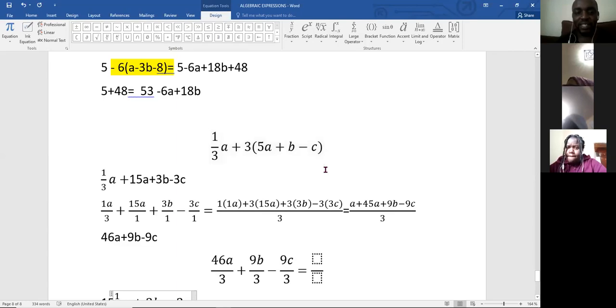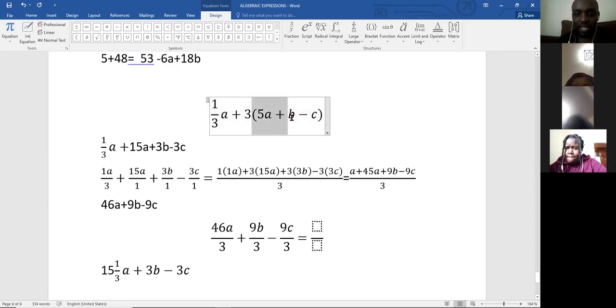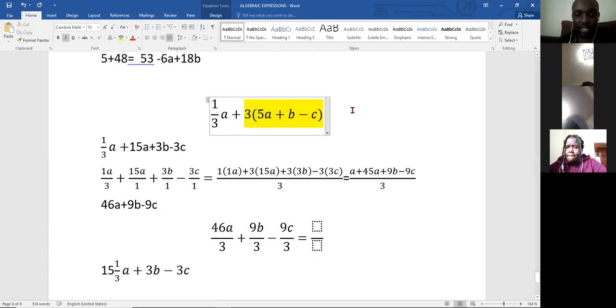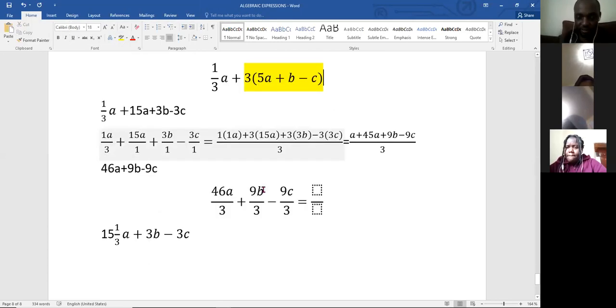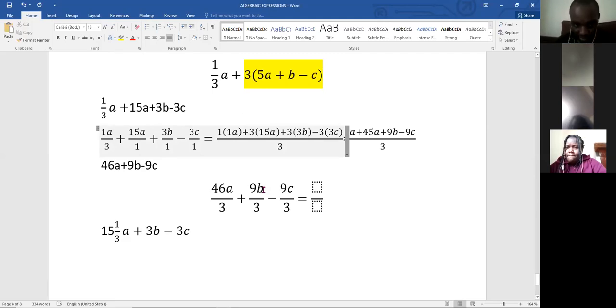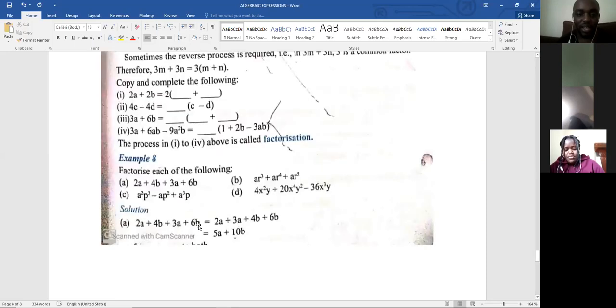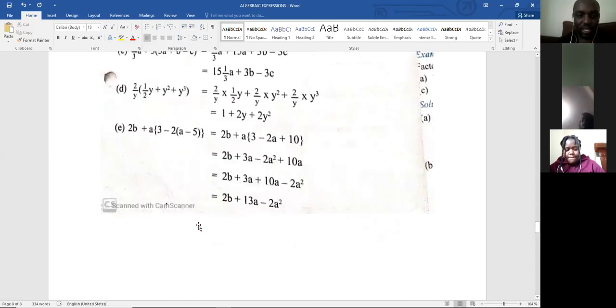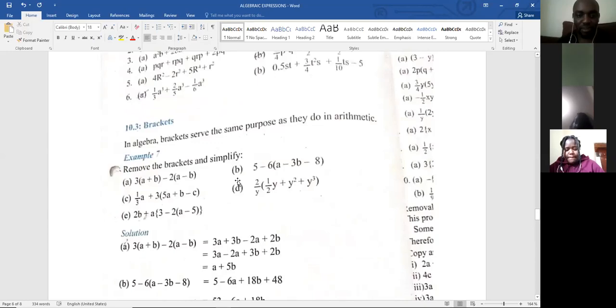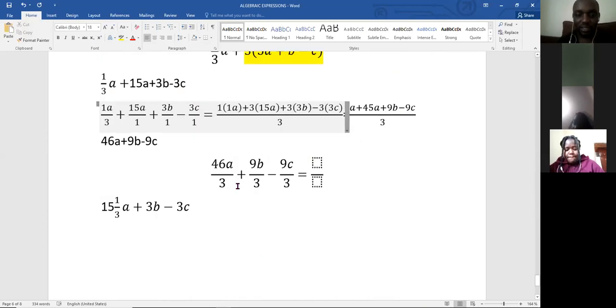So we started by expanding the bracket part here, observing the signs, because the signs are very sacred, you have to observe the signs clearly. Then we combined, wrote it as a fraction, and then we simplified it. If you leave your answer like this, it means your answer is not in a simple form. The instructions are remove the brackets and simplify, so you have to leave your answer in the simplest form.